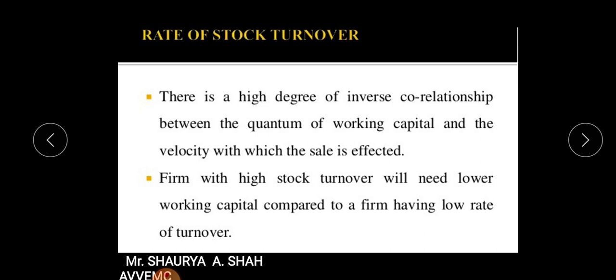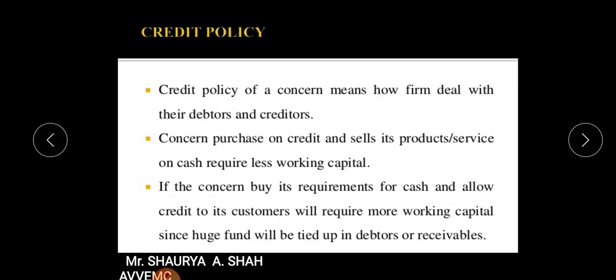So rate of stock turnover has an inverse relationship. The higher the rate of turnover, the lower the working capital requirement. The lower the stock turnover ratio, the higher the working capital requirement. I hope it is clear to each and every student, right? Understand each and every factor with the help of the 4 things I told you, whether it is inversely proportionate or directly proportionate, whether the requirement increases or decreases with this factor.